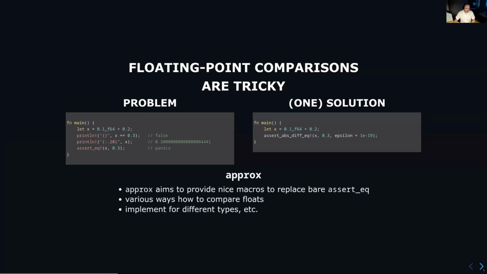The idea is basically that the assert macro, which I've listed on the left-hand side, is replaced by a different assert macro on the right-hand side. There are various types of comparisons. What I've written on the right-hand side here is the absolute comparison, and then there's also relative and units in the last place. And then there are a few traits which you can implement for your own types, but we'll see this in just a second.